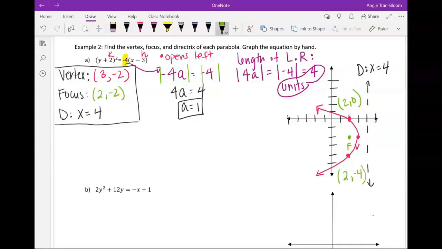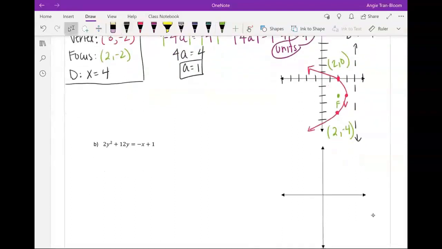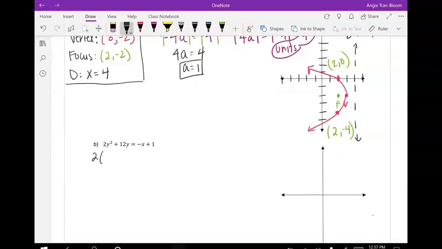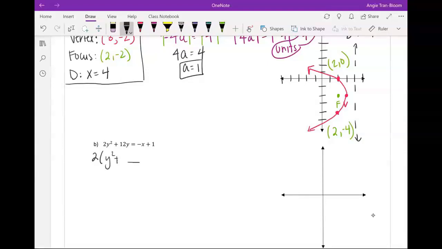We graphed it by hand, checked. We found the vertex, the focus, and the directrix of each parabola. Example 2b, very similar, except that we need to complete the square. Ready? To complete the square, we first will factor out the 2. We know the y variable is being squared, so we know it either opens to the left or to the right. So y squared plus something, oh, I'm sorry, not plus something yet, plus 6y plus something blank equals negative x plus 1.